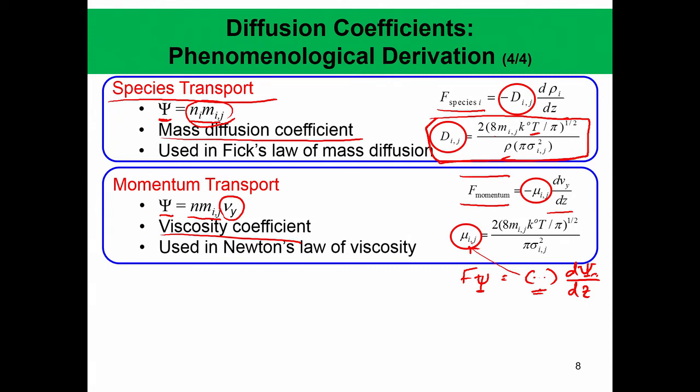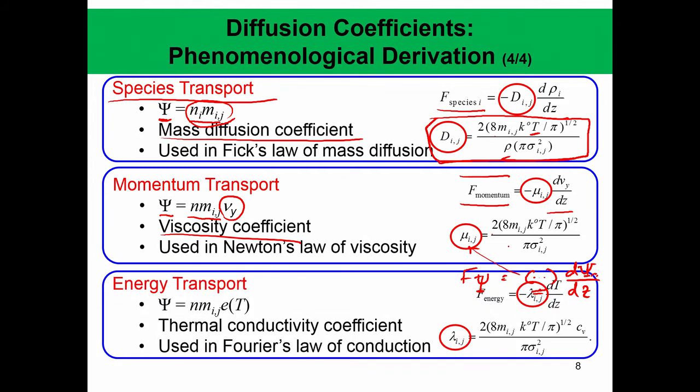So, this viscosity mu ij is now given by 2 times (8 Mij k0 T divided by pi) to the power of half, divided by pi sigma ij square. Now, you see importantly that rho is missing here. So, it does not depend on rho.